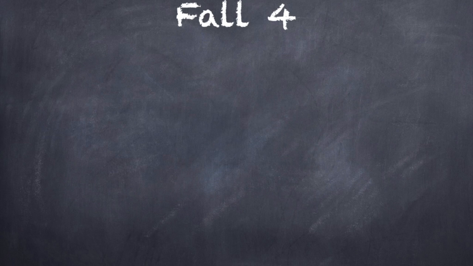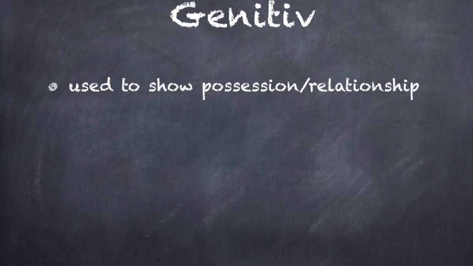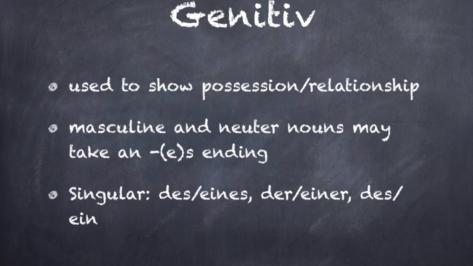Last but not least, we have Fall 4, and that's der Genitiv. And the Genitiv or genitive is used to express a possession or relationship between objects or people or whatever you're talking about. Also, masculine and neuter nouns may take an es or an s ending. The singular here is des eines, der, einer, des eines, and the plural der and keiner.